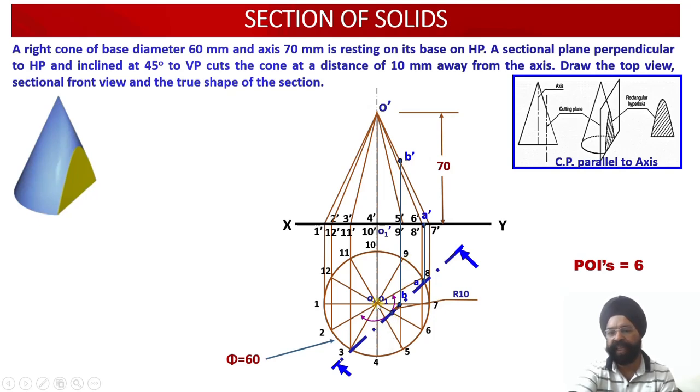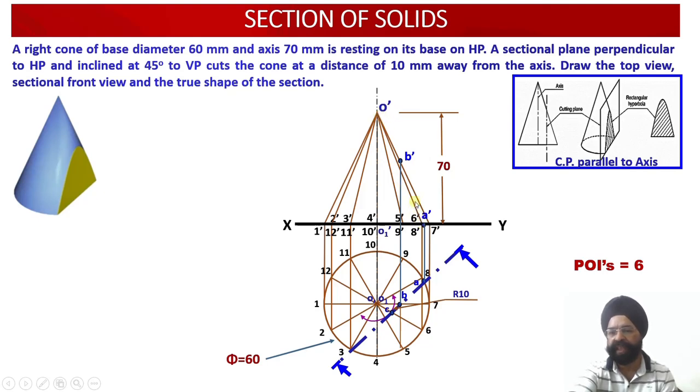Third POI lies on the slant projector, this one, O6. Now the name of this projector point, intersection point, will be C, small c. Now I need to project this point C onto the front view of this generator over here. So this slant generator is O6. Now the front view of C, that is C dash, will be located on O dash and 6 dash.